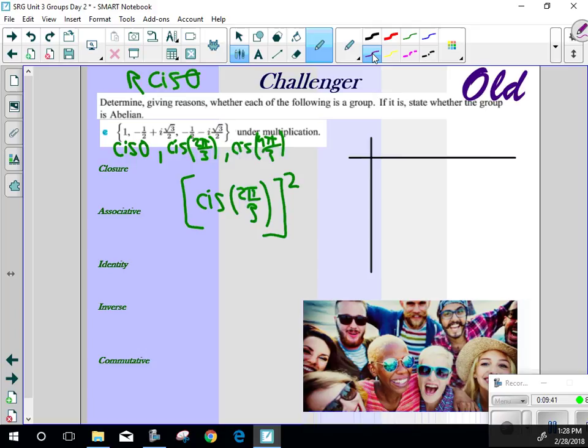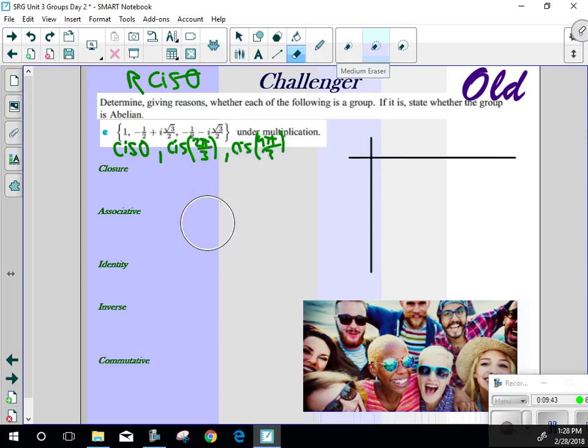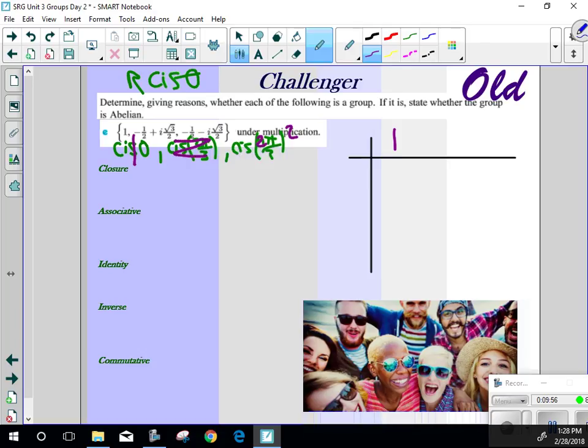All right, so cis 2 pi over 3 squared, what is this going to be? Since this is just 2 pi over 3 squared, I'm going to call this 1, which it is. I'm going to call this one z, and this one z squared. Would you write those in, please? And you can do it here as well. So we have 1, z, and z squared.